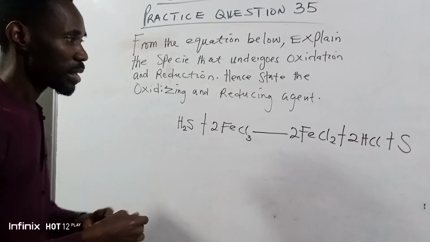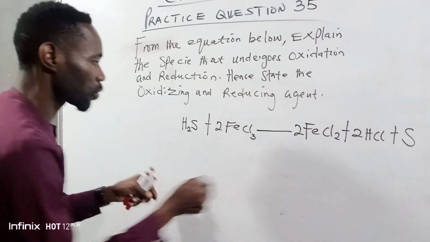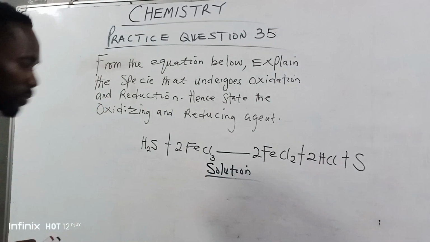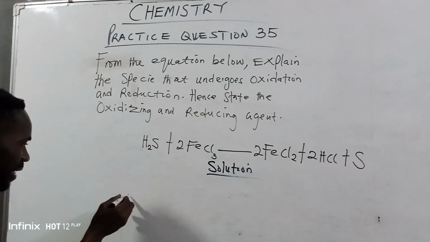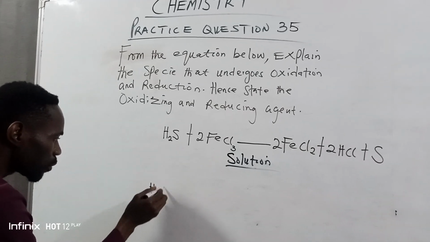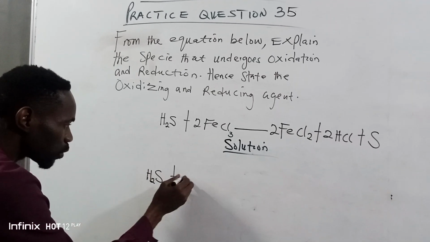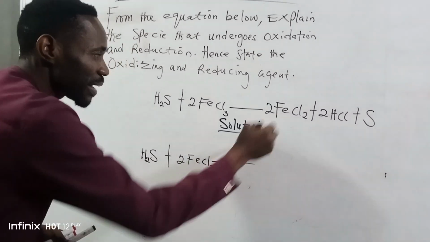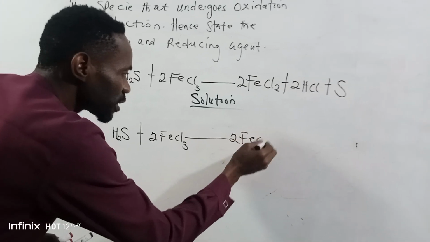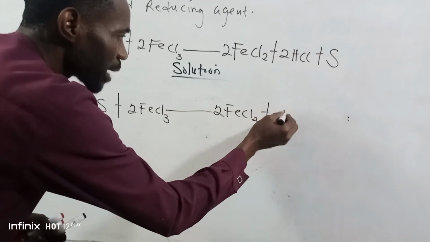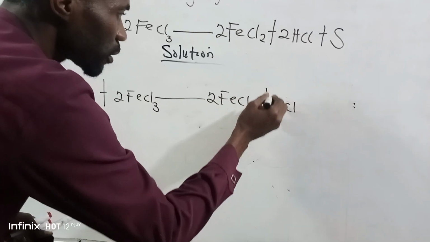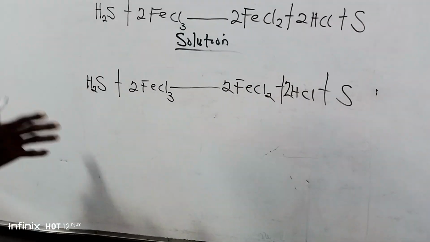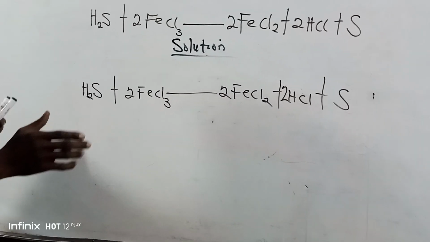Now let's quickly go to the solution. Please permit me, let me bring down the equation once more. From the equation, we have hydrogen sulfide, H2S, reacted with iron 3 chloride, 2FeCl3. The products are iron 2 chloride, FeCl2, hydrogen chloride, HCl, plus sulfur. This is the complete oxidation reduction reaction.